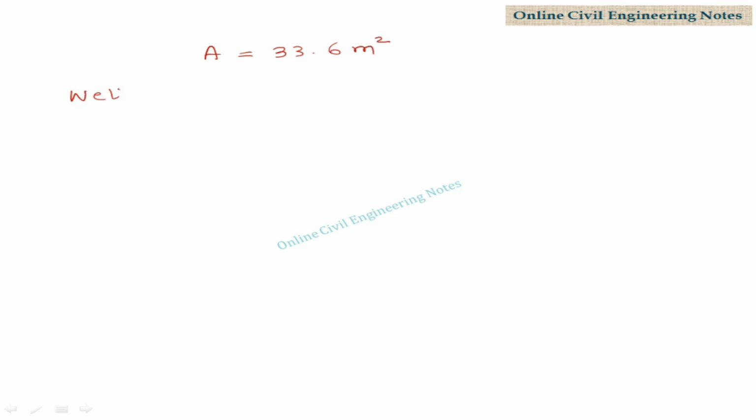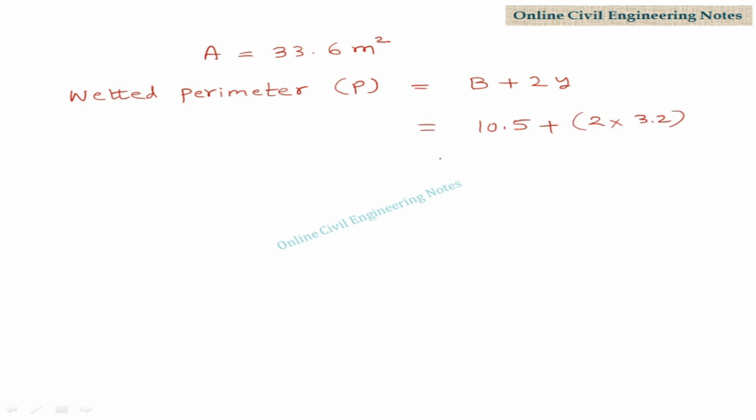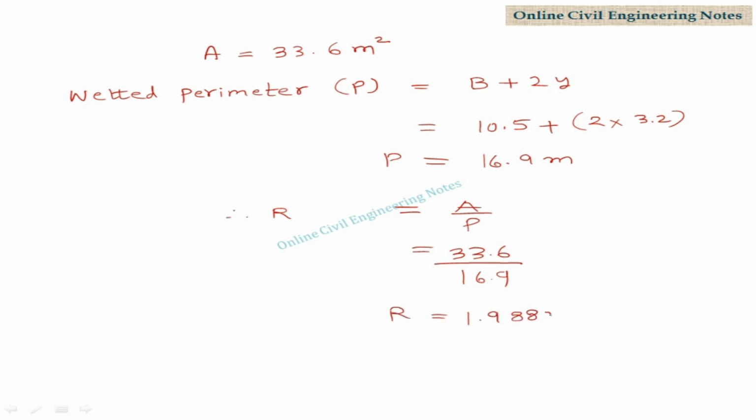Wetted perimeter P is equal to B plus 2 into Y, 3.2 plus 2 into 10.5. P is 16.9 meter. Therefore, hydraulic mean depth R is equal to A by P, that is equal to 33.6 divided by 16.9. It comes to 1.988 meter.